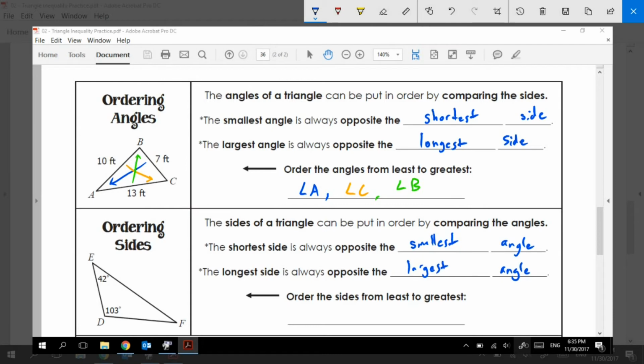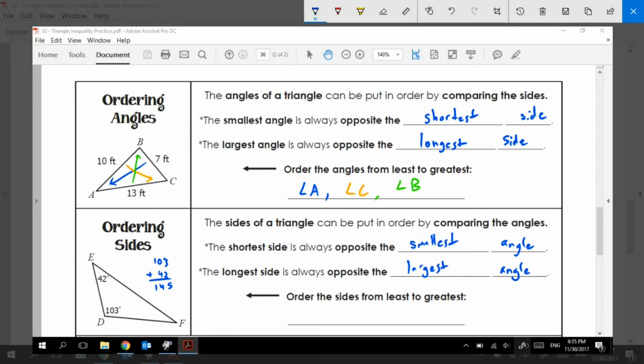Wait a second, they didn't even give me this third angle F. Come on, man, that's messed up. Remember, the total is 180 degrees in a triangle. So let me find this angle F real quick. We got angle EDF, that's 103, plus angle DEF, that's 42. I'm gonna add those two together, that's 145.